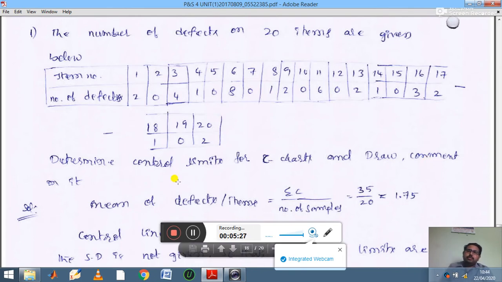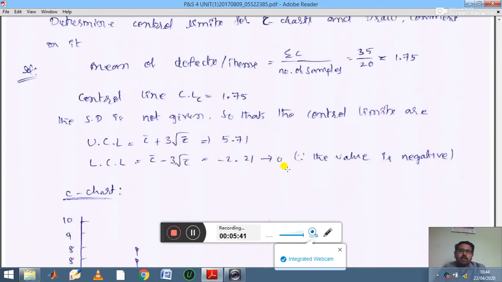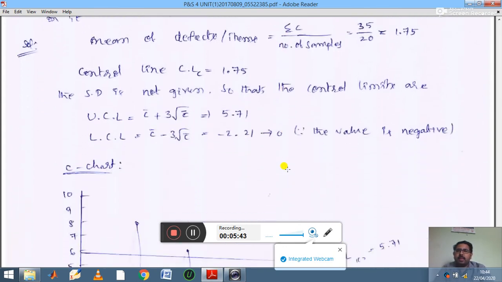So they are asking to find the control limits for the C chart, and they are also asking to draw the C chart and comment on whether the process is under control or out of control. Let us go with the solution. First we need to calculate the C bar value. To calculate C bar, the formula is summation of C divided by the number of samples.